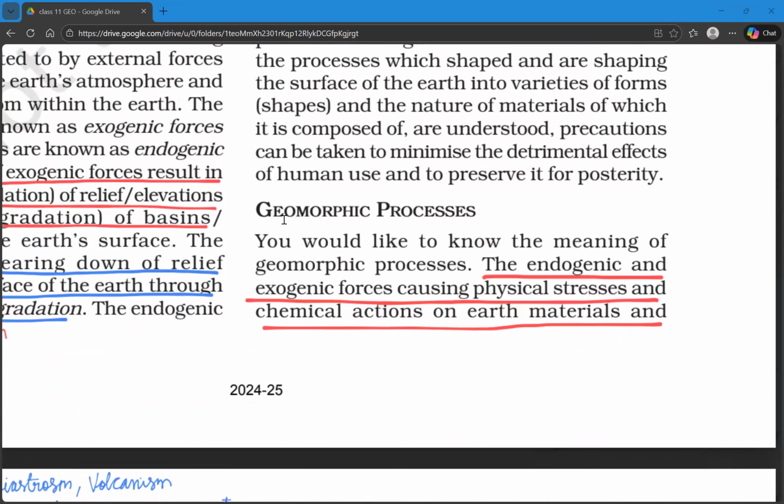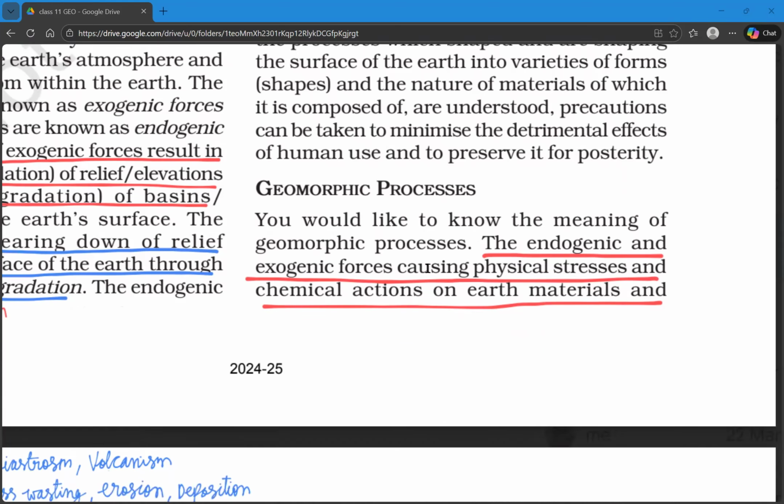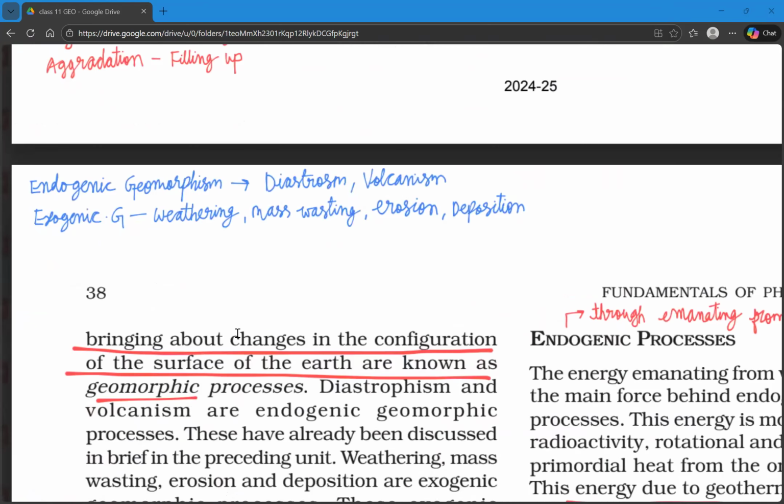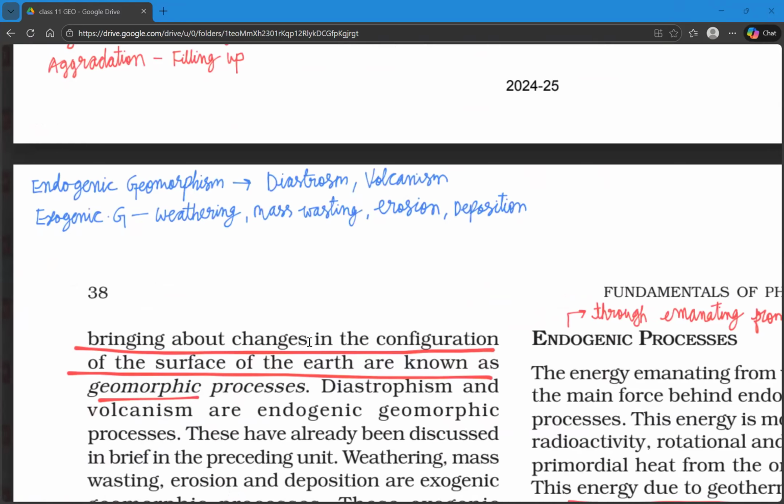Now we'll get into the topic, that is geomorphic processes. You would like to know the meaning of geomorphic processes. The endogenic and exogenic processes causing physical stresses and chemical actions on the earth materials and bringing about changes in the configuration of the surface of the earth are known as geomorphic processes. So what are geomorphic processes? The processes, either exogenic or endogenic, that can bring change in the configuration of the earth's surface by either physical action or chemical action are called geomorphic processes.